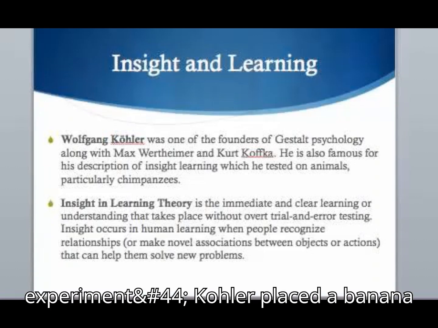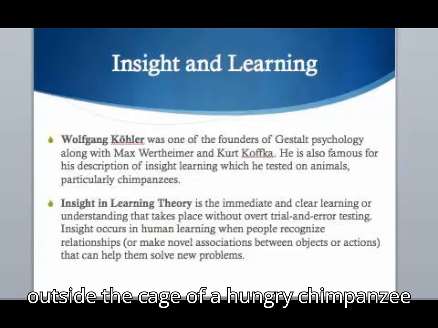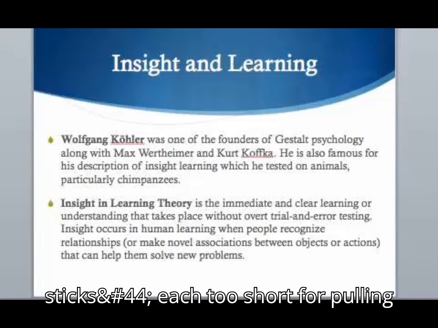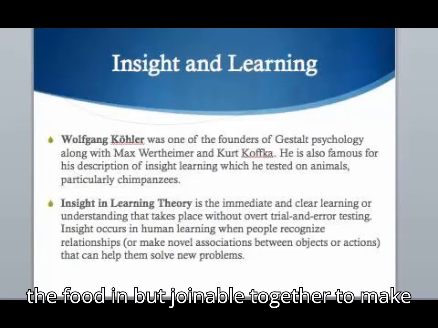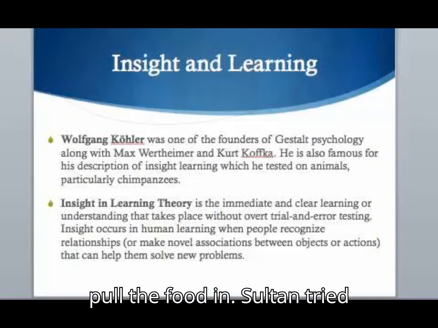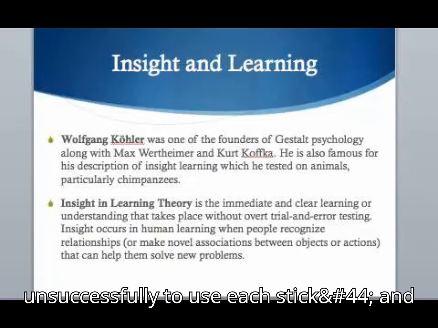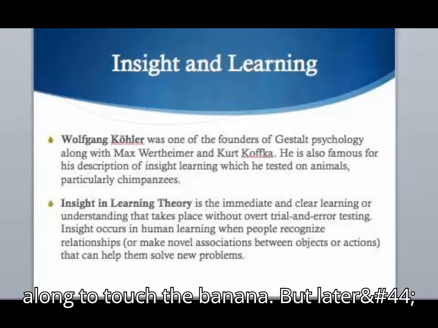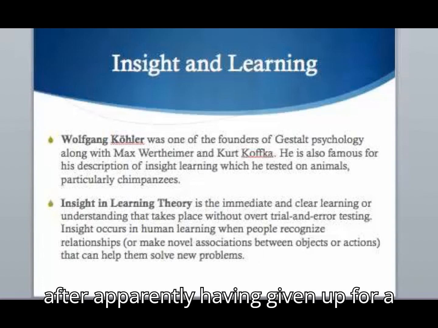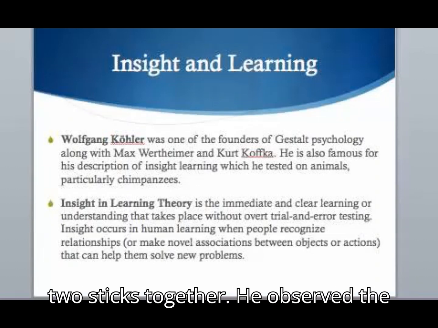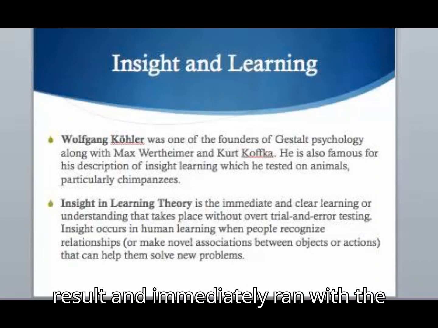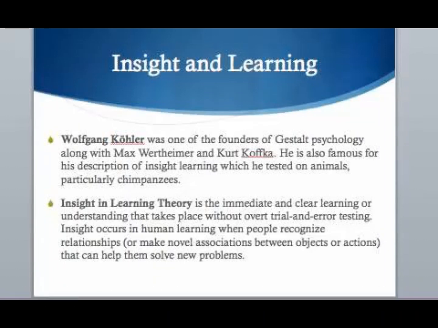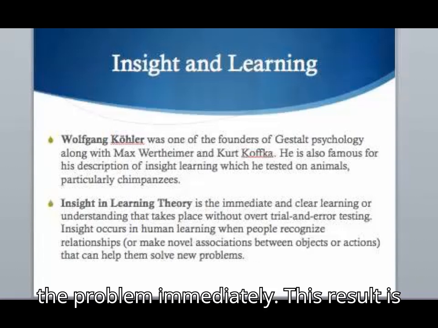In one experiment, Kohler placed a banana outside the cage of a hungry chimpanzee named Sultan and gave the animal two sticks, each too short for pulling the food in, but joinable together to make a single stick of sufficient length to pull the food in. Sultan tried unsuccessfully to use each stick, and he even used one stick to push the other along to touch the banana. But later, after apparently having given up for a while, Sultan accidentally joined the two sticks together. He observed the result and immediately ran with the longer tool to retrieve the banana. When the experiment was repeated, Sultan joined the two sticks and solved the problem immediately.